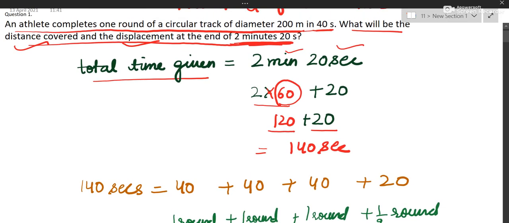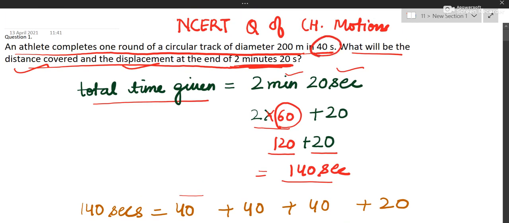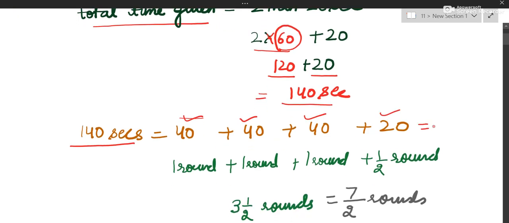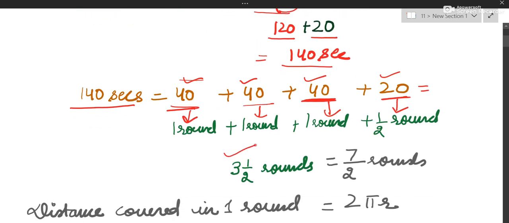Now this 140 seconds I have split into how many 40s I can cover, because he is completing one round in 40 seconds. So you can see 140 I have written as 40 plus 40 is 80, plus 40 is 120, plus 20 is 140. So in 40 seconds he covered one round here and one round here, and similarly for this 40 second one round, and this 20 second it will be half round. So total rounds covered is 3.5 rounds. 3.5 rounds can be written as 7 by 2 rounds.